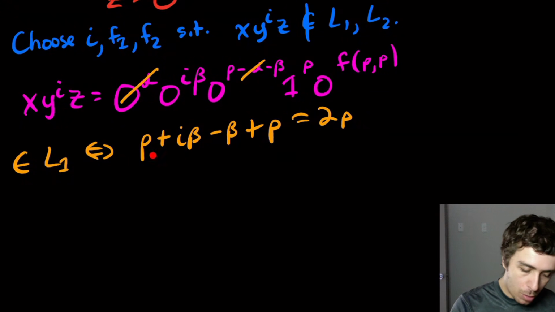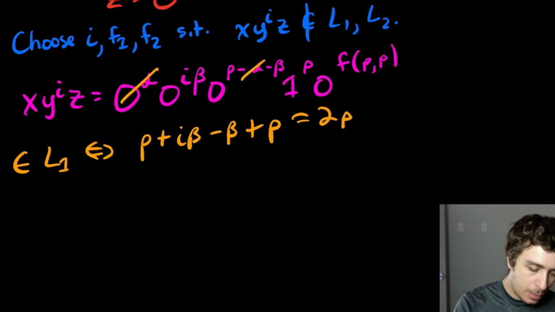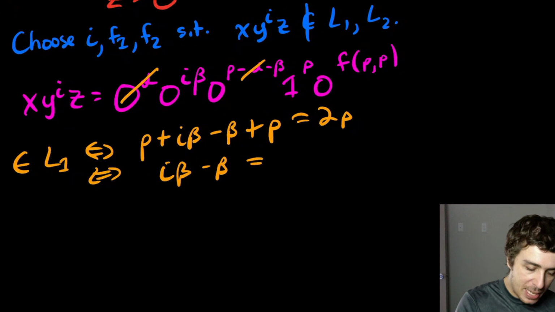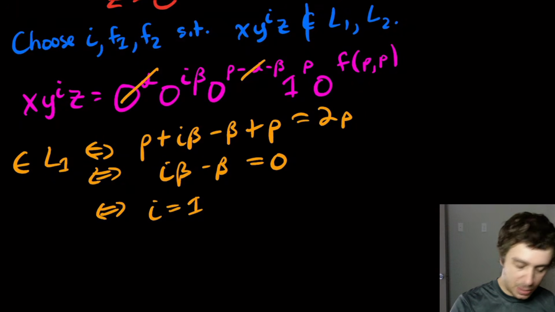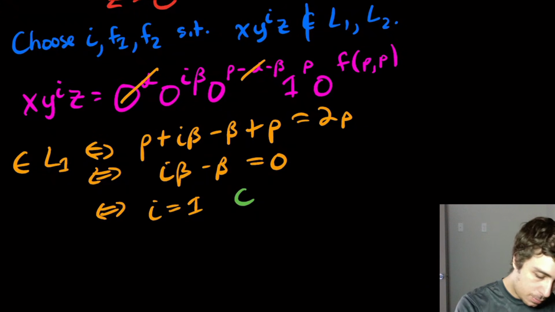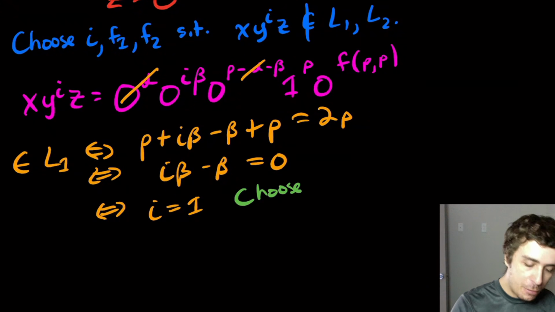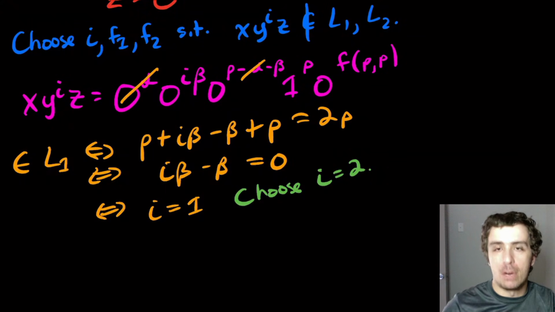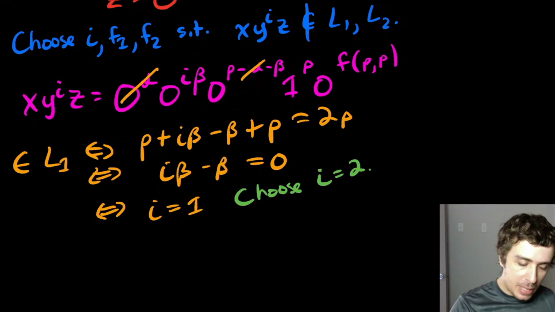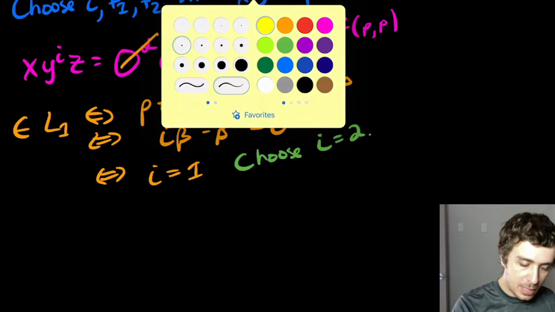So here, we'll notice that we got 2p over here. So this is if and only if i beta minus beta equals 0. And then you can check for yourself that this is if and only if i equals 1. And like other proofs we've done before on this channel, we can choose a different value of i. Let's choose 2. We can pick 0 or 3 or whatever. All those will work. So now let's do the other one.